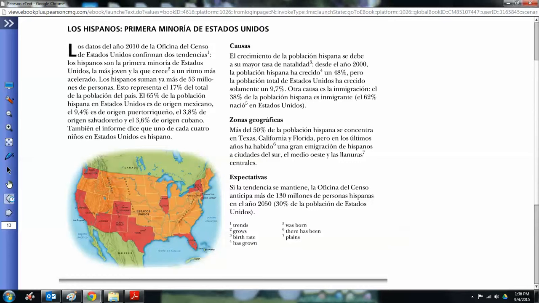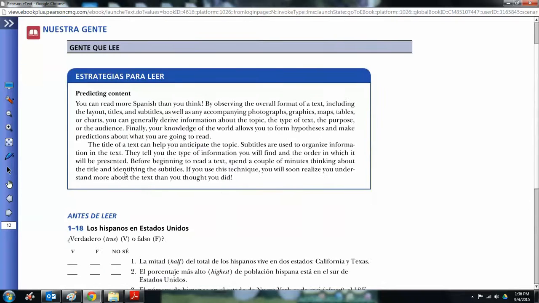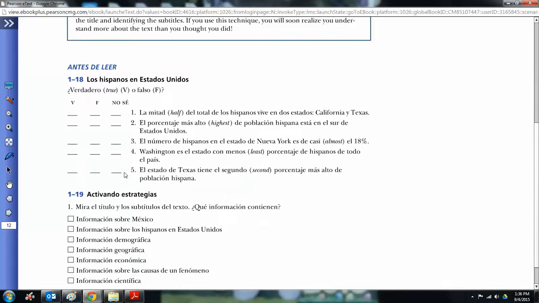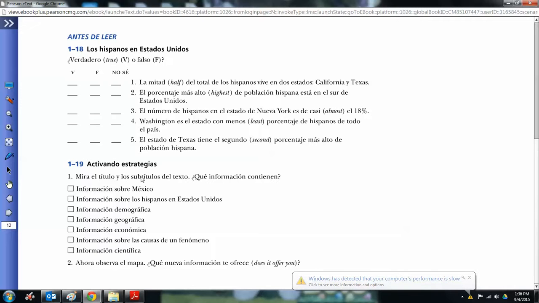So if I go back over here, this activity down here, I'm not going to make you do this one. I'm just going to have you do the actual reading, but we've got verdadero, falso, or no sé. So this is a way that you can get yourselves prepared to read the next section. You can see which of this information you know is true, is false, or you don't know at all. And then here, mira el título y los subtítulos del texto, ¿qué información contiene?